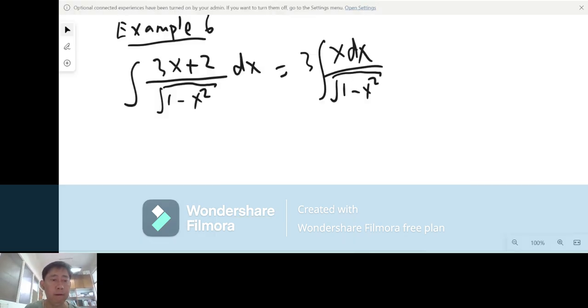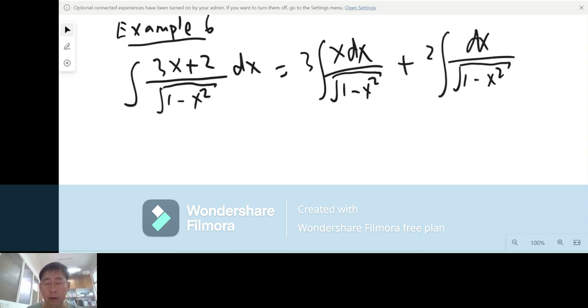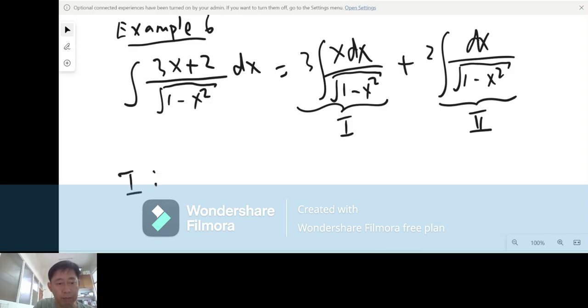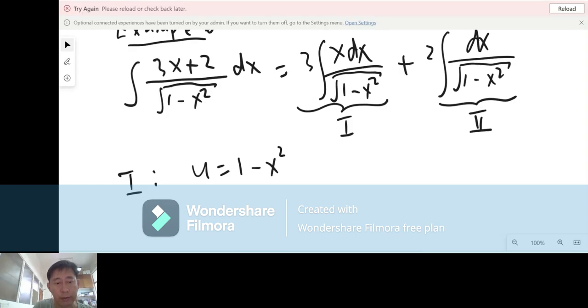This is the first part of the integration that contains the x term in the numerator, whereas the second part has a constant 2 in the numerator. We will call this integration 1 and we will call this integration 2. Integration 1 can be obtained quite straightforwardly by using a substitution rule of u equals 1 minus x squared. With this substitution rule, we can then convert integration 1 in terms of x into an integration in terms of u.